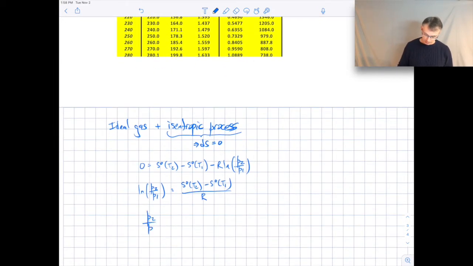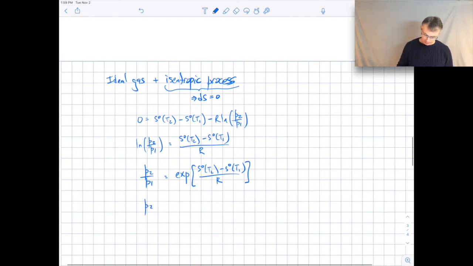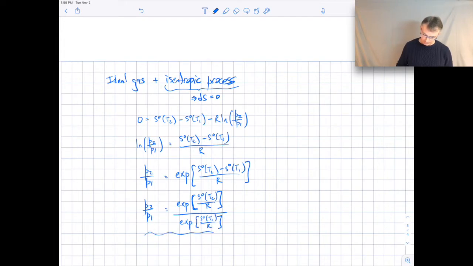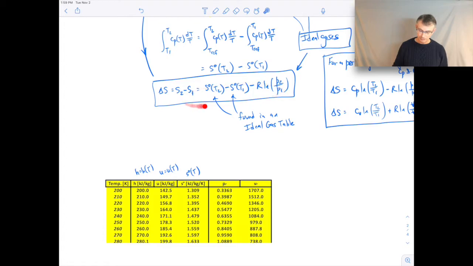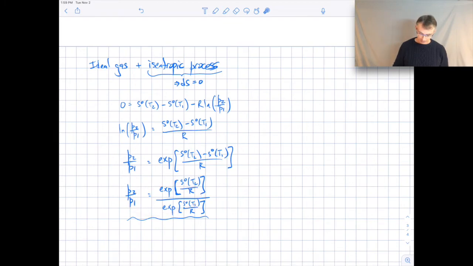And then let me take the exponential of both sides. Okay, so we're there. And then let me do one more step. I'm going to carry the exponential through, so it'll be exponential of S naught T2 over R divided by exponential of S naught T1 over R. Okay, so I'm to that point so far. Again, all I did was go back to this expression for an ideal gas, set the left-hand side equal to 0, and then do some algebra to get to that point.